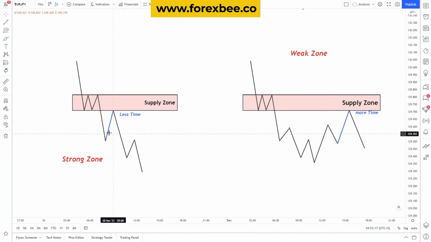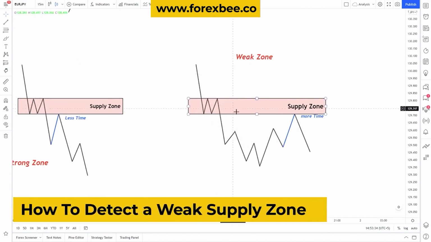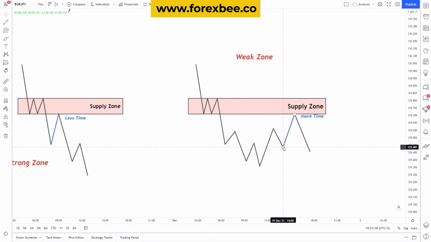Okay, and we can see that this is an illustration of a strong supply zone where the price went up in order to pick the pending orders placed by the institutions right after the formation of the zone. So this is a strong supply zone, and here we can see that the price continued moving below the zone for a while and then went back. Okay, and after that it picked the pending orders and then it continued in the direction of the trend.